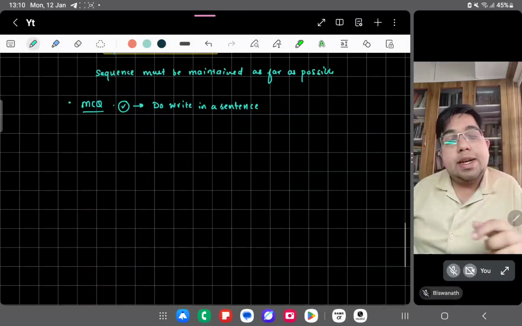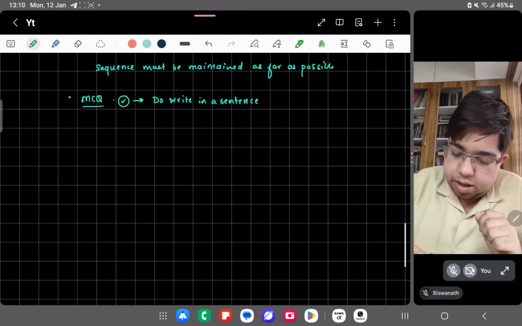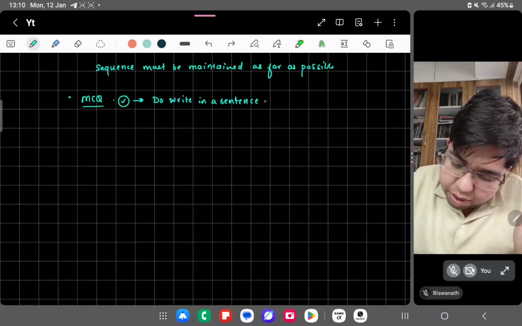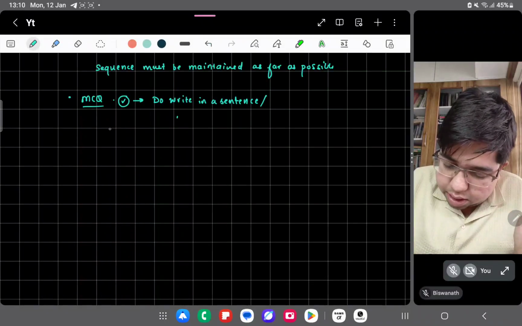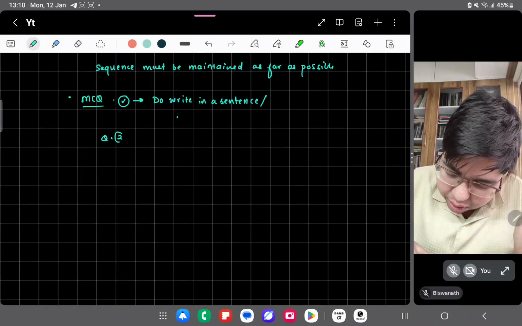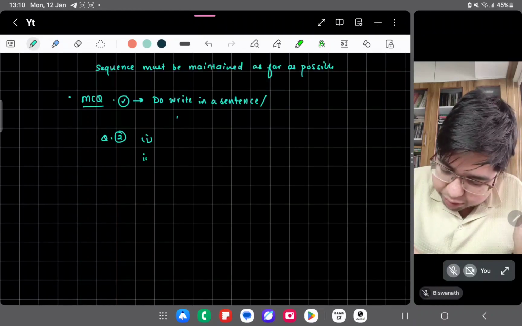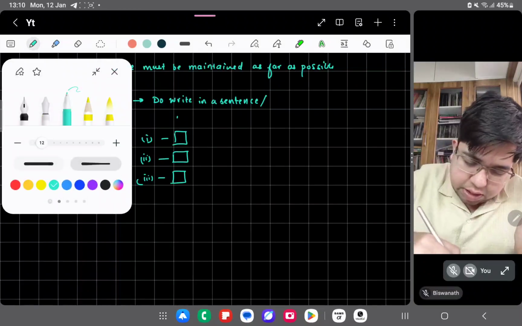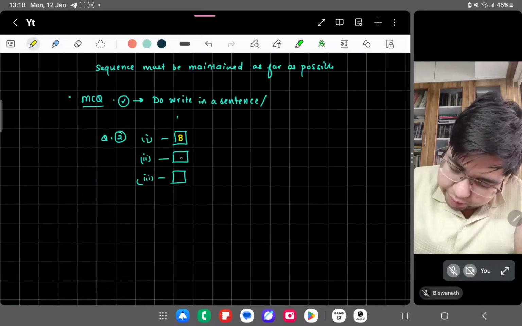Do write in a sentence format. And if time doesn't permit you, then you can write like this, like question 2. We have 5 MCQs, 1, 2, 3. You make boxes like this with one pen, and you fill the answers with another pen.